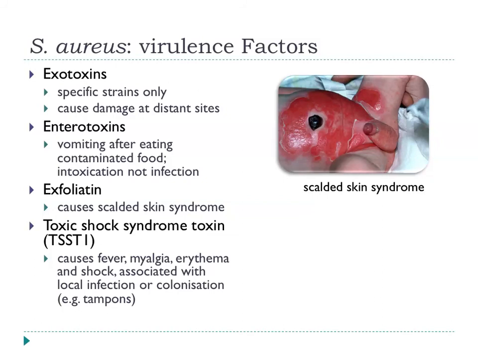There's also something called toxic shock syndrome toxin, which causes, as its name suggests, toxic shock. The patient gets really sick, blood pressure drops, fever, myalgia. And this was initially described in association with tampons, so it sometimes used to be called tampon shock syndrome. The Staph aureus could actually colonize the tampon. Now all the tampon manufacturers have come up with formulations that avoid that from happening. So it doesn't happen now, so don't worry about it.